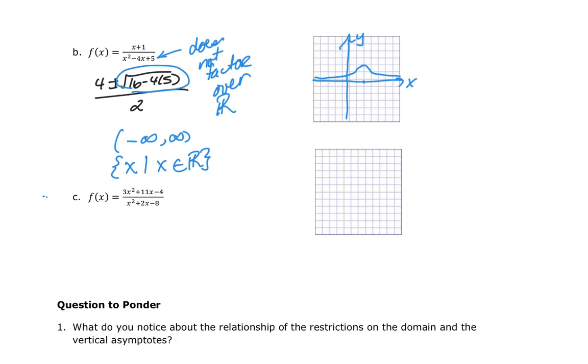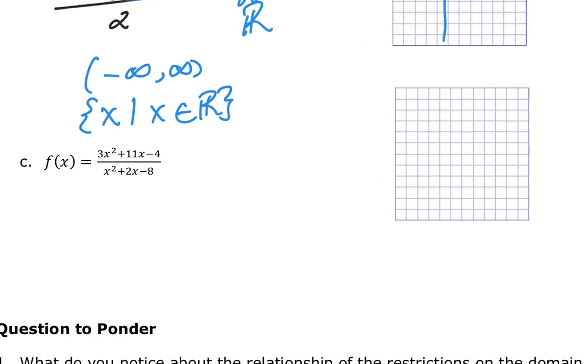So let's do our last example. For the numerator, I'm going to try to factor it. And I'm like, okay, 3 and 4 and then 11. So the numerator is going to factor into 3x and x. I'm going to make this a positive 4 and this a negative 1, so there's the factors of the numerator. The factors of the denominator are going to be x minus 2 and x plus 4.